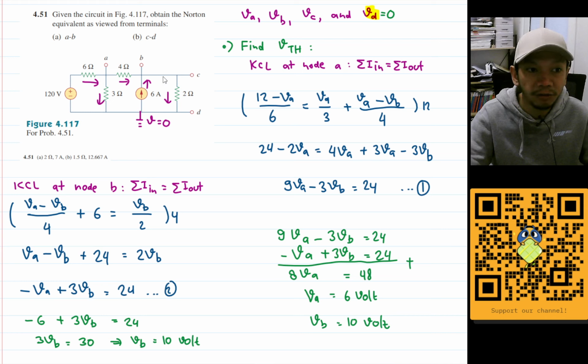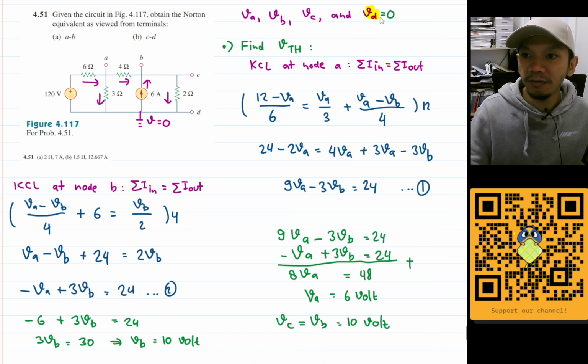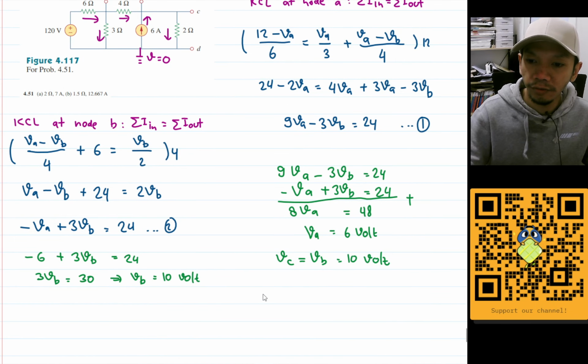Because node B and node C are the same, VC is also equal to VB. So this is VA, VB, and VC, and VD we already get from this one. So we can get the Thevenin voltage for the terminal AB, which will be VAB, which is VA minus VB. That will be 6 minus 10, which is minus 4 volt.